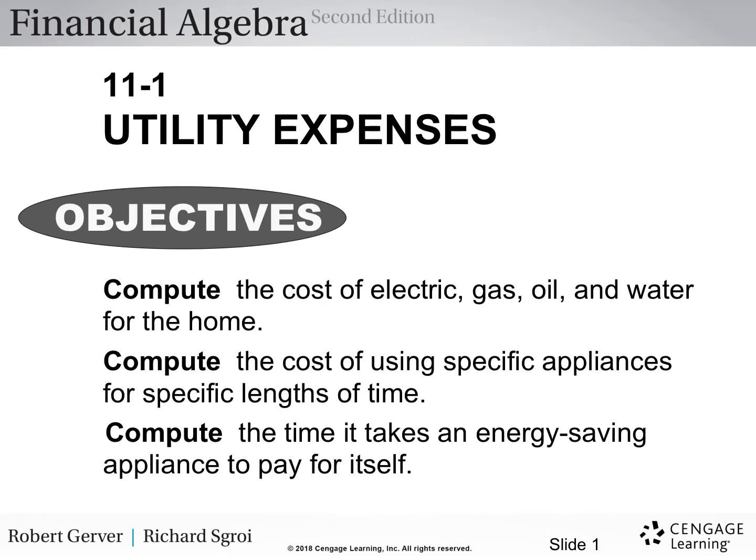This lesson is on utility expenses. That's Unit 11, Section 1. And in it, we're going to learn how to compute the cost of electric, gas, oil, and water for the home, how to compute the cost of using specific appliances for specific lengths of time, and how to compute the time it takes an energy-saving appliance to pay for itself.